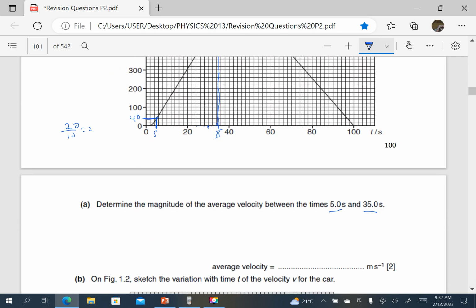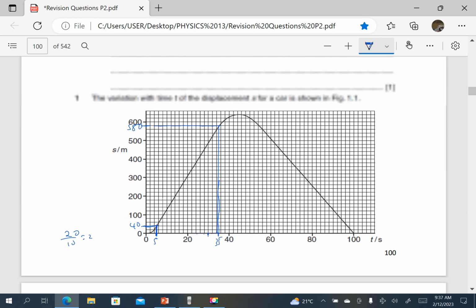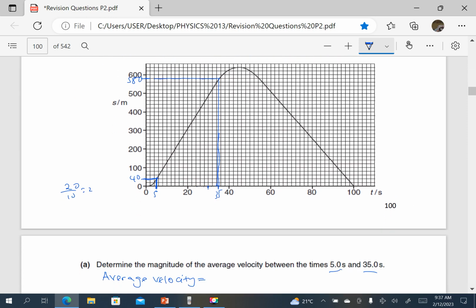So determine the magnitude of the average velocity. Velocity is going to be the gradient of that line. So velocity is equal to the gradient. So the average velocity equals the gradient. Because it is a displacement-time graph, this is a graph of what? Displacement against time. So the average velocity is the gradient.